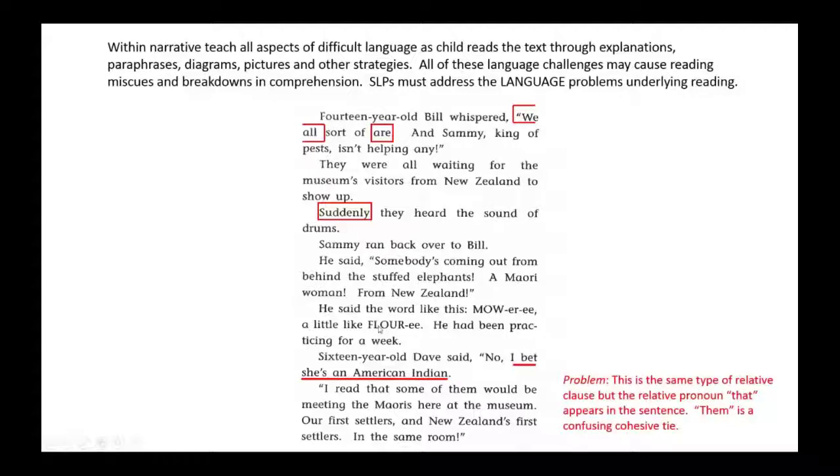The following sentence is very much the same structure. "I read that some of them would be meeting the Maoris." But this time the relative pronoun is actually there in the surface of the sentence. But it doesn't have to be. "I read some of them would be meeting the Maoris." So again, you can compare these two sentences when the "that" has been elided and when the "that" is actually present. But it's the same sentence structure.